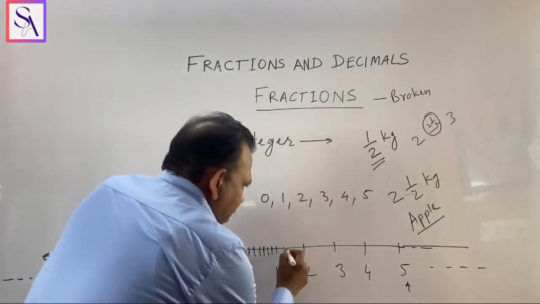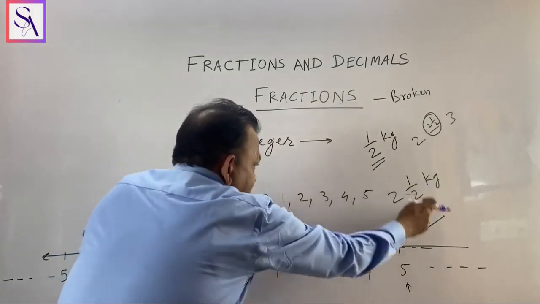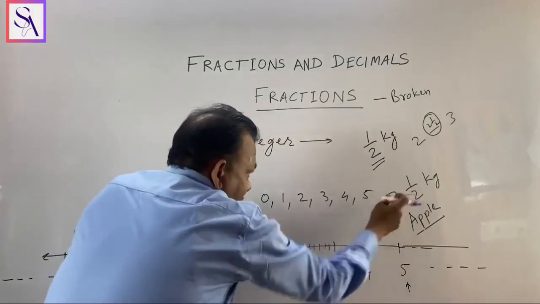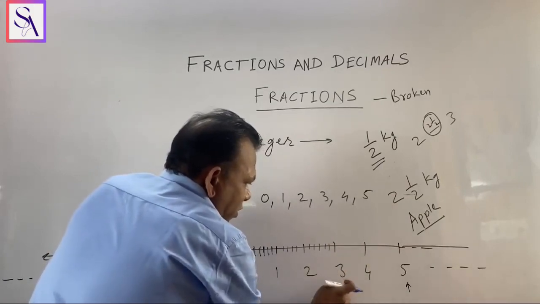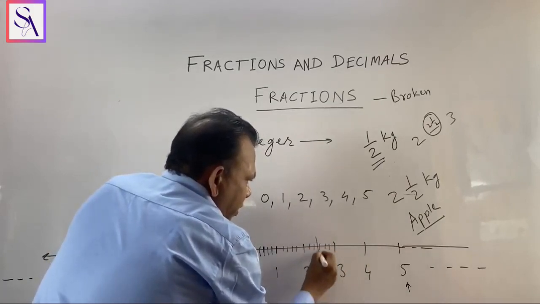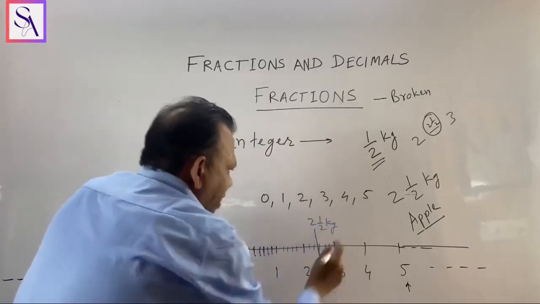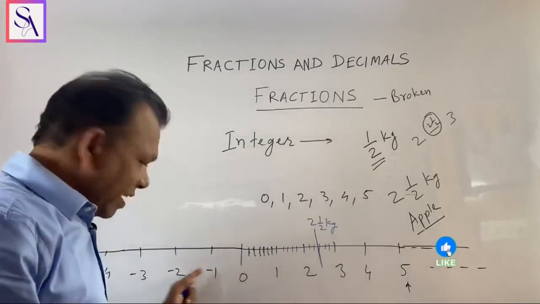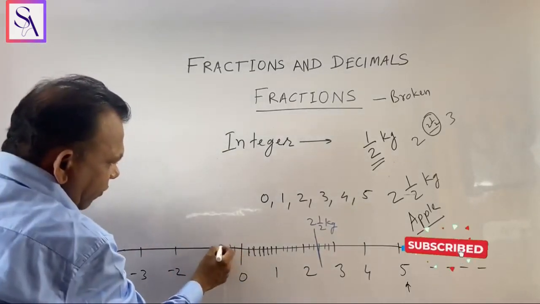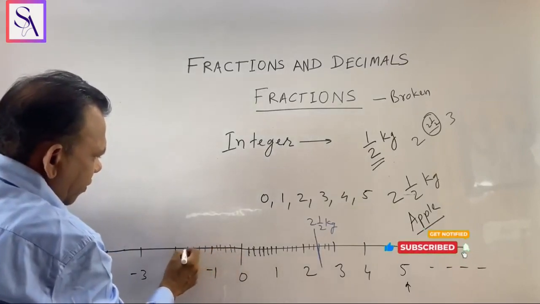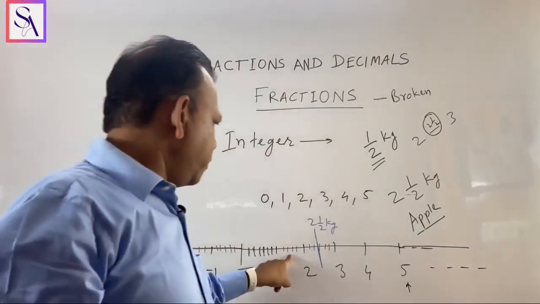Between 1 and 2 fractions are there. Between 2 and 3 fractions are there. See, 2.5 kg of apples, this fraction lies between 2 and 3. It is not 2, it is not 3, it is 2.5. Somewhere here that 2.5 kg is there. So fractions are lying in between these integers. Even on the negative side as well, here also fractions are living. So here is the place for fractions to live.